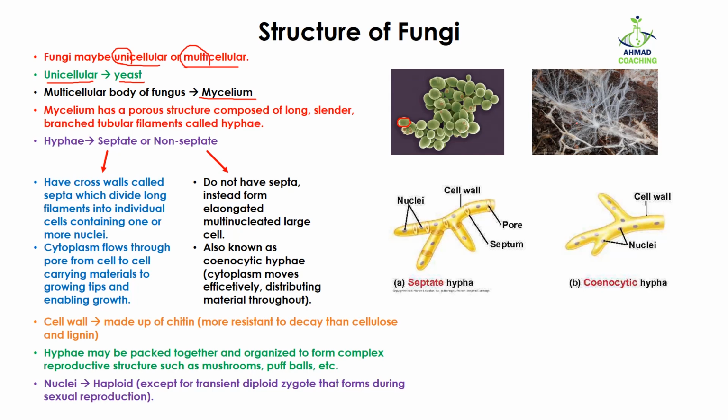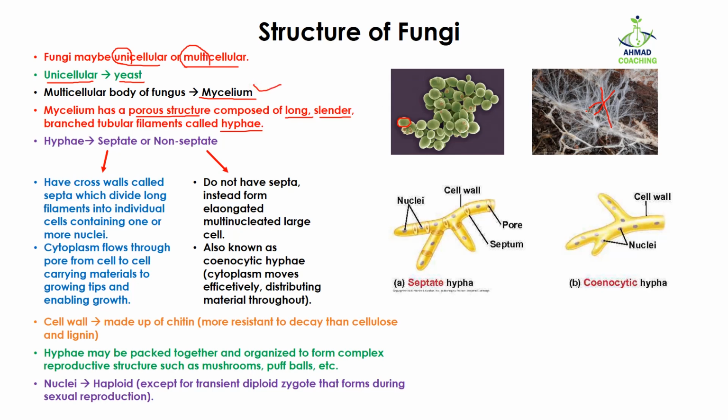The mycelium actually has a porous structure which is composed of long, slender, branched tubular filaments which are known as hyphae. Here you can see these long, slender and branched filaments, and all these filaments are known as hyphae. These hyphae make a bunch of structure which is known as mycelium.